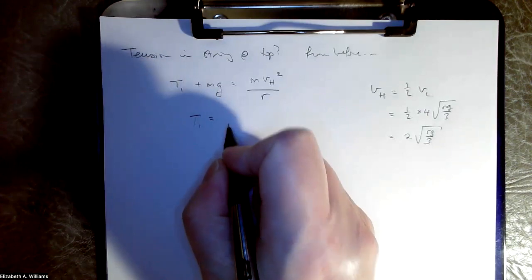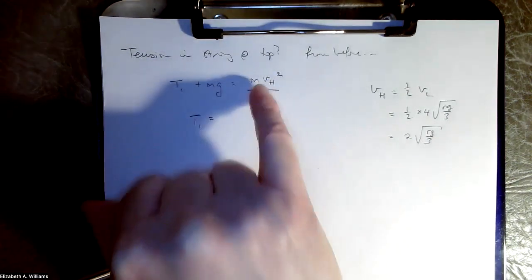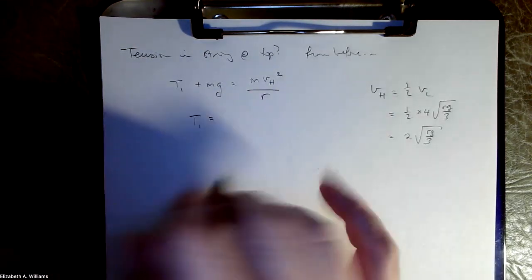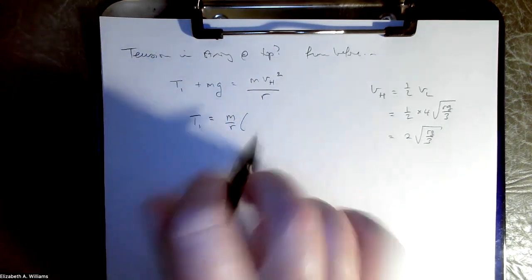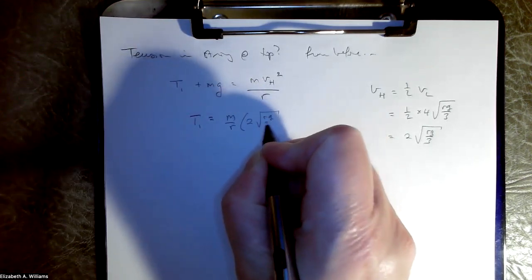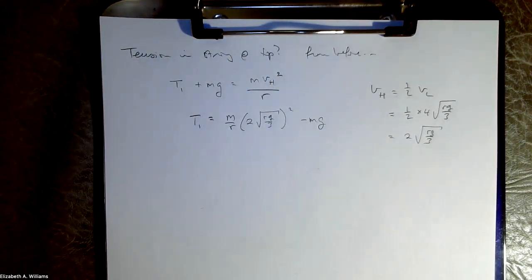Okay, so I'm going to substitute that VH in. I'm not going to do out all the arithmetic. I'm going to use brackets. I'm also going to subtract MG from both sides. So I'm going to take that as M over R times VH squared. So that's 2 ugly square root. And you should really pause to follow along with me to make sure that you're happy with what I'm doing.